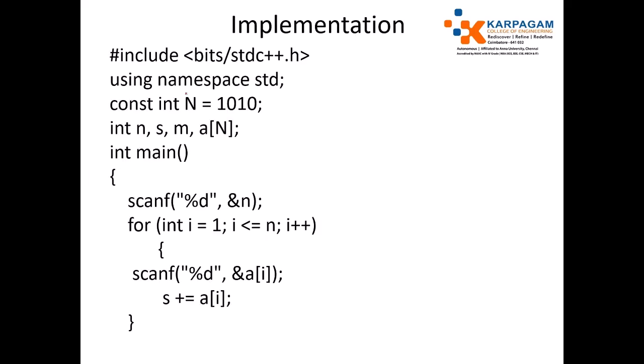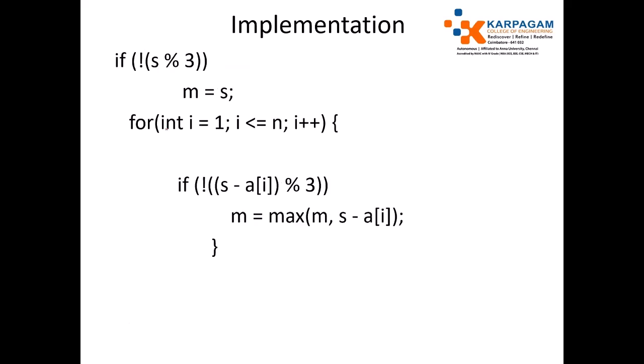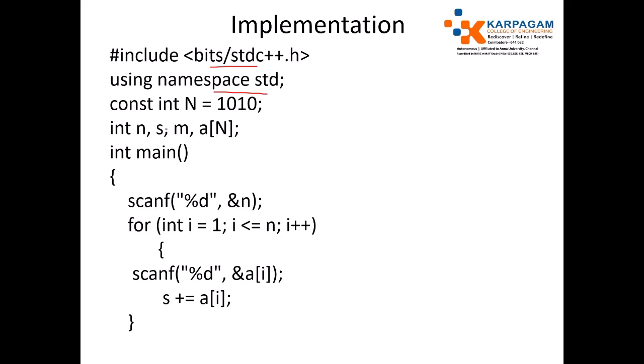Here again, include the header file, and using namespace std is useful for using cin and cout. Here just set n equal to a maximum value from 10 to the power 7 or 10. n is used to get the size of an array, and s is meant for getting the sum. m is meant for storing the temporary value of the maximum element in an array, and a of n is meant for getting the mango values.